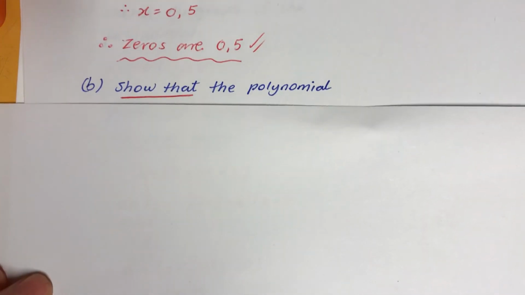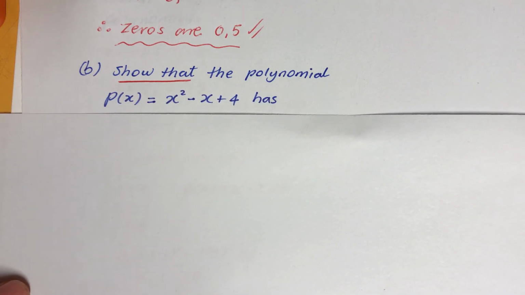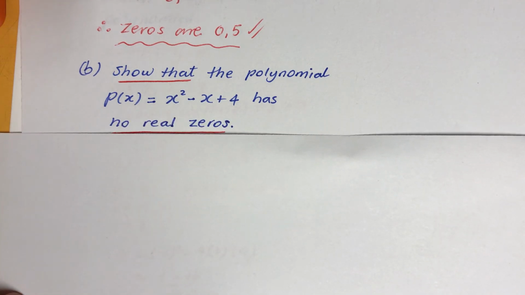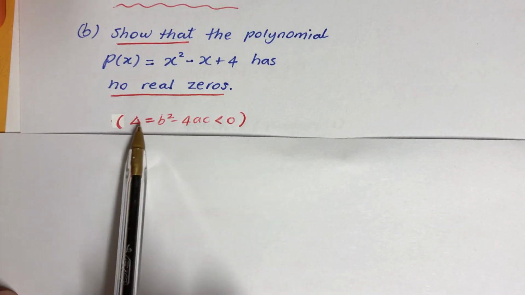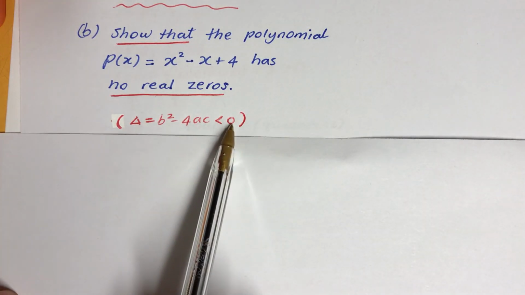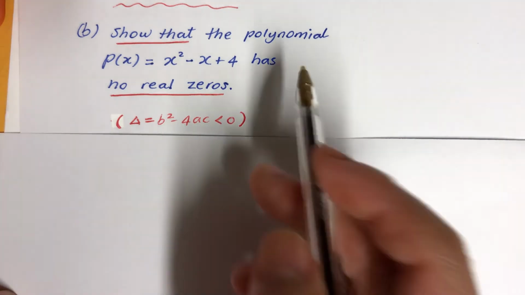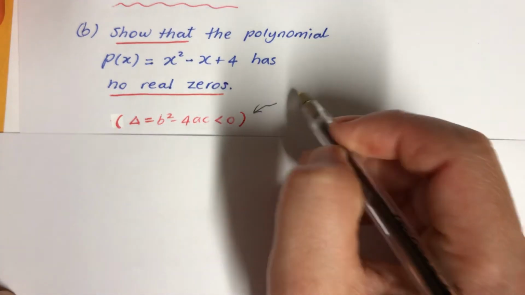Next one. This is the proving question. Show that the polynomial p of x equals x squared minus x plus 4 has no real zeros. Now, when it comes to no real zeros, you probably remember these terms from the quadratic equations and something called discriminant. So something like this. Discriminant b squared minus 4ac is less than 0. This is coming from quadratic formula.